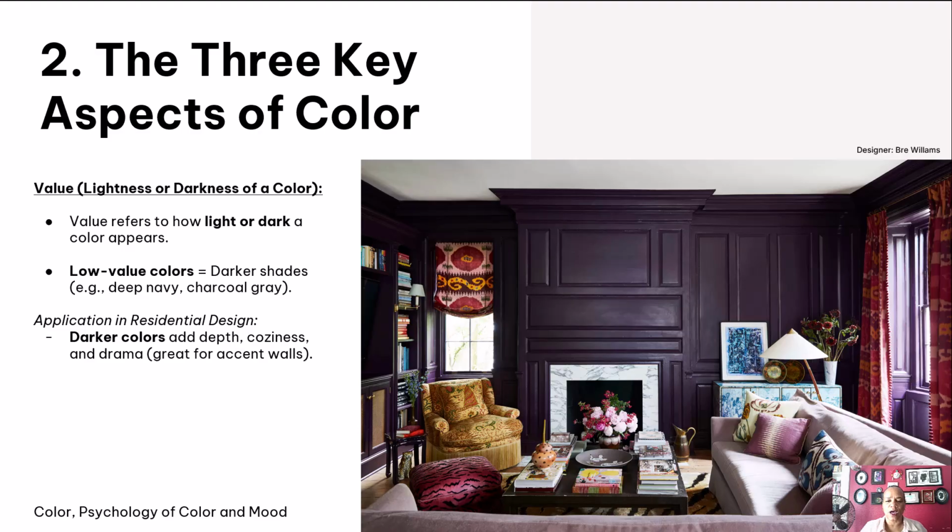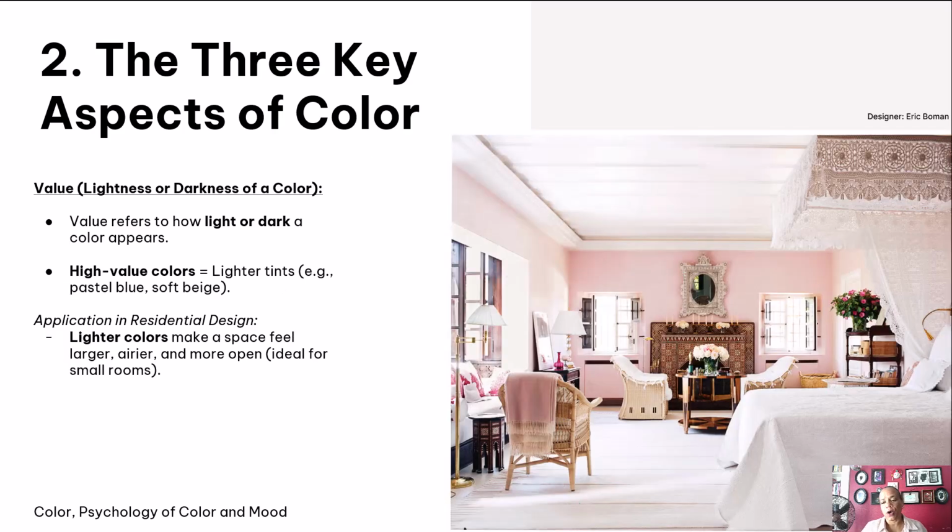So this looks like a red that has had some black added to it. So you still see the true hue of red, but it's definitely darker, as opposed to this, which is still red, still in the red hue family, but now it has white added to it. So it's a tint or a high value color.